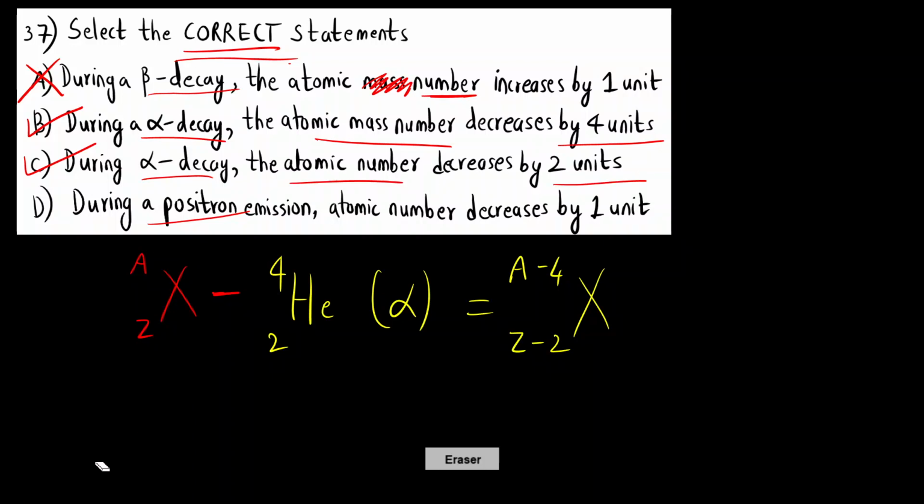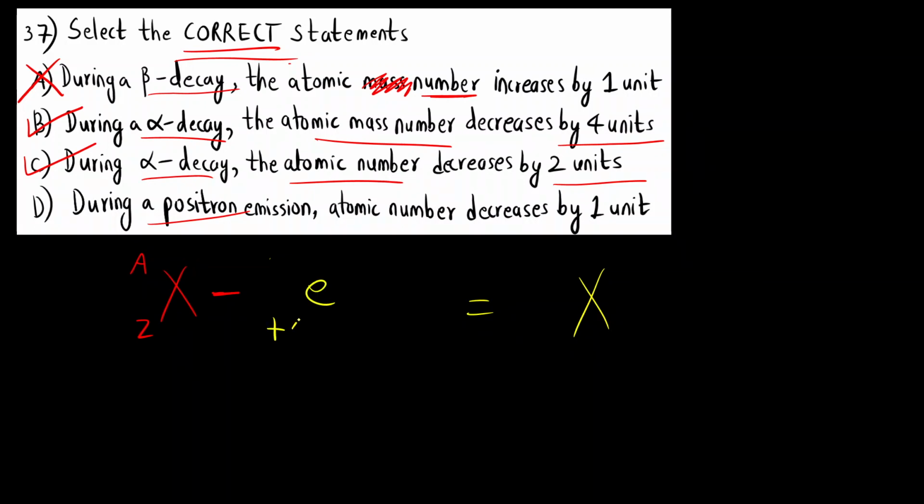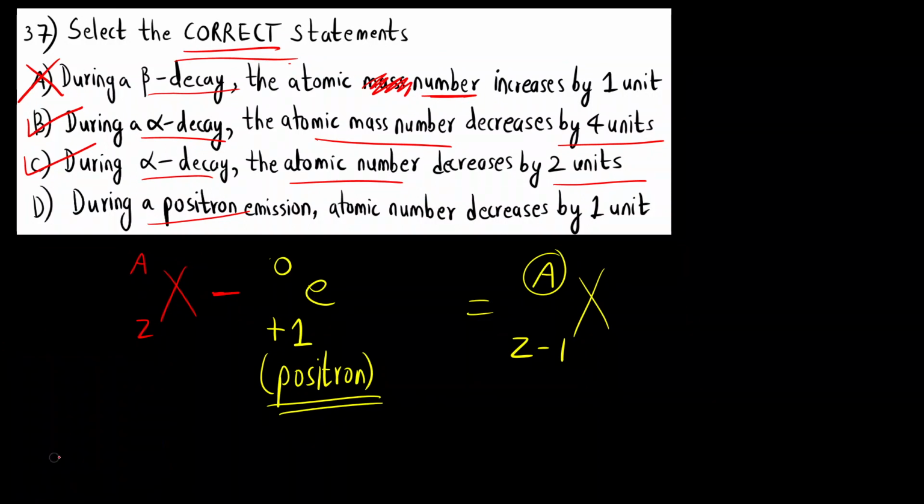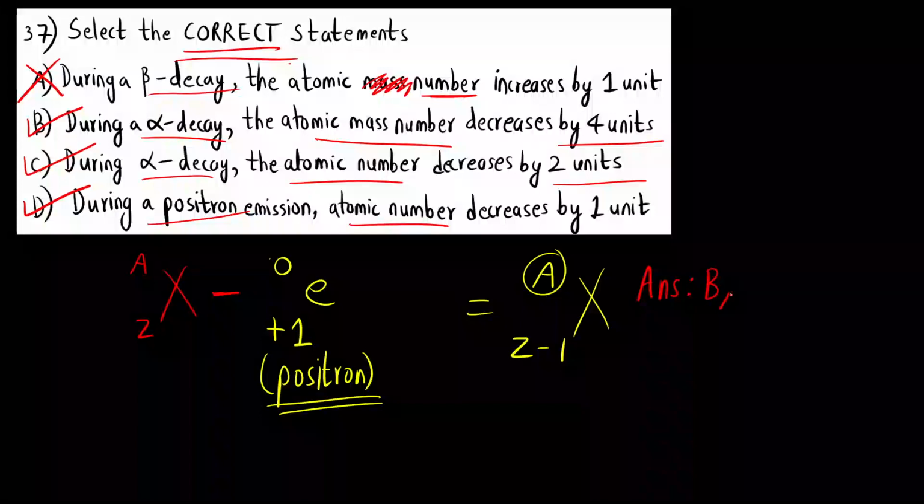Now we have to see positron. What is a positron? Let us see that. Positron is same as electron, only the charge is plus 1. Okay, mass is 0. This is a positron. You can remember this. Charge is opposite to that of electron, plus 1. So minus into plus is minus 1. So Z minus 1. A plus 0 is A. So atomic mass number remains same and atomic number decreased by 1 unit. So this is also a correct statement. Correct answers here are B, C, D.